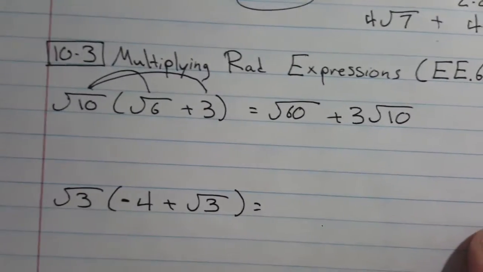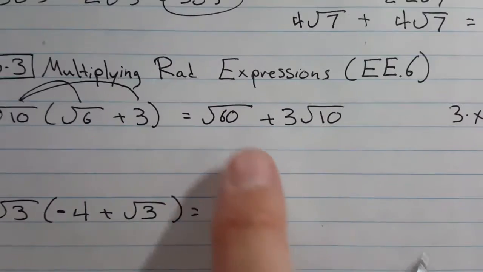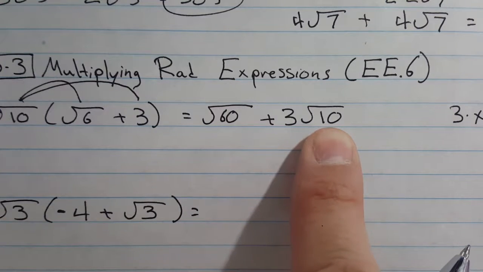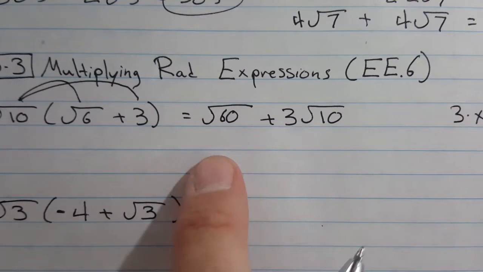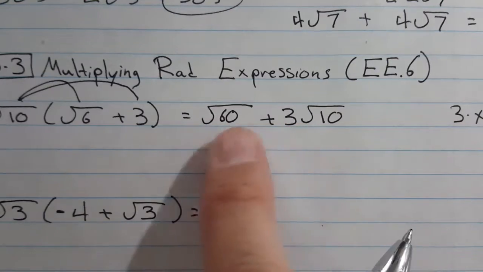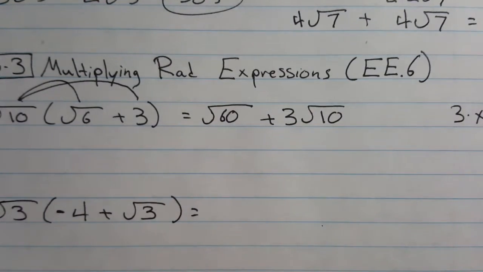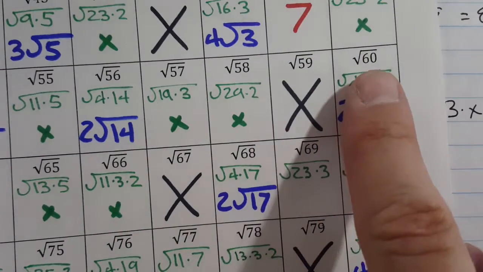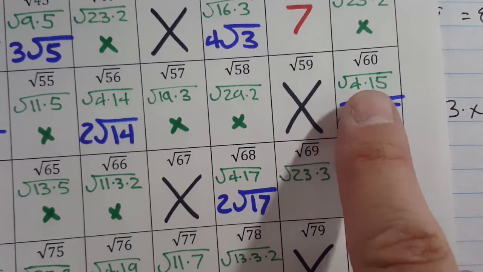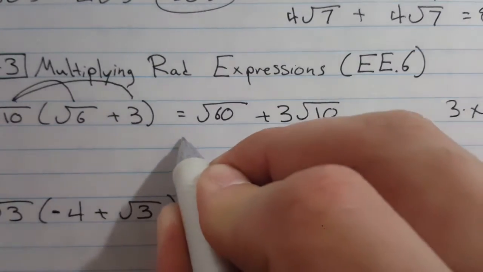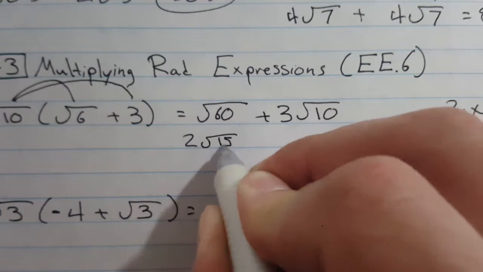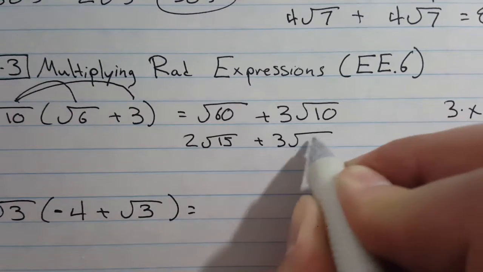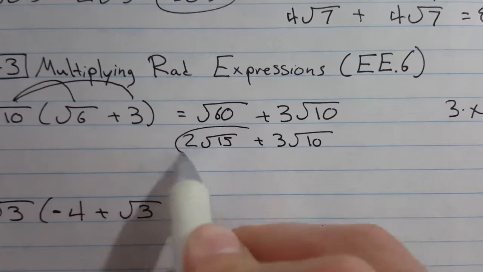So what I'm going to try to do now is I'm going to try to do what I did here. I'm going to try to rewrite this. Hopefully I can get a square root of 10. If I get a square root of 10, then I can combine this radical and this radical. So let's see what I got here. Square root of 60, let's check my chart. Again, if you write this thing down, it's going to save your life a lot. Square root of 60, the best I can do is rewrite it as 4 times 15, which is 2 square roots of 15. So the best I can do is 2 square roots of 15 plus 3 square roots of 10. And that's it. I can't go any further.